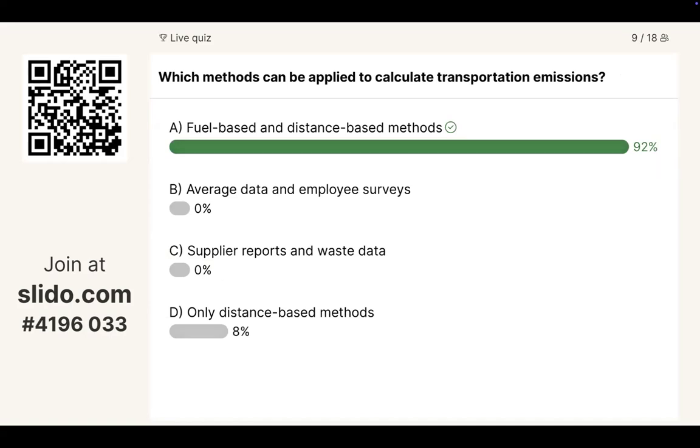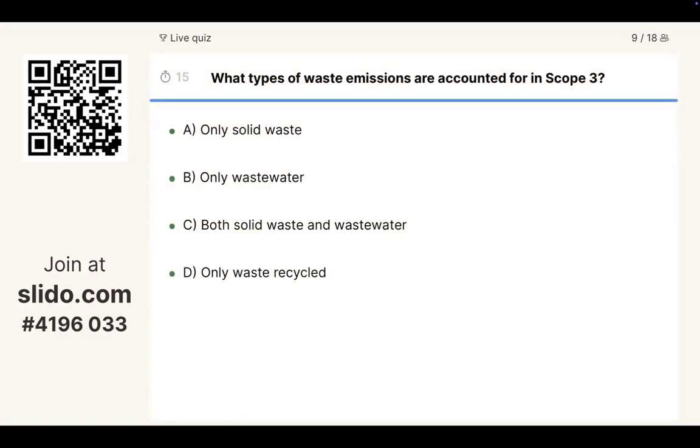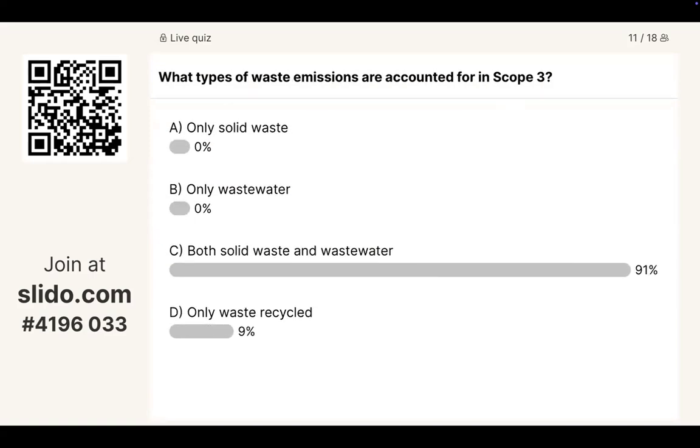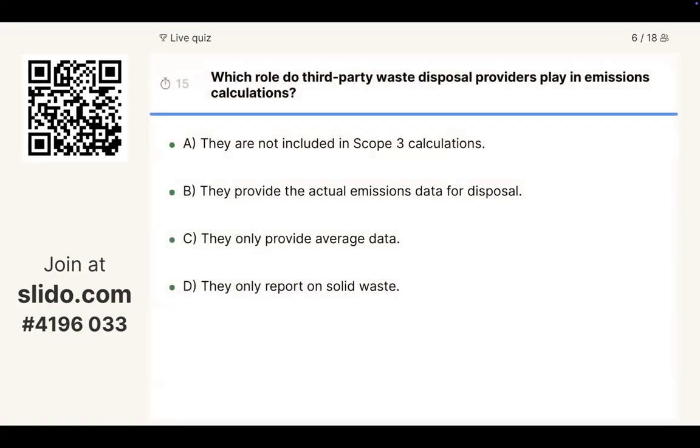Correct answer is fuel-based distance method. Next question. What type of waste emissions are accounted for in scope 3? Only solid waste, only wastewater, both solid waste and wastewater, or only waste recycled? Both solid and wastewater.